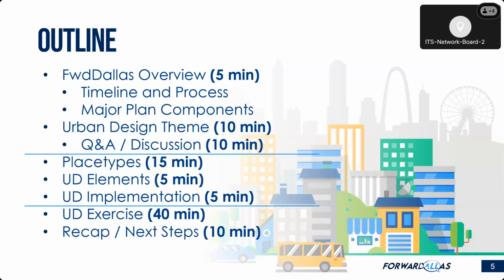We're going to break this up into 3 chunks. The first chunk is an overview of Forward Dallas, talk through the process, the timeline, major components of the plan. Then we're going to delve into the urban design themes in the project and the plan that set the table for what Forward Dallas is looking to achieve through land use. And then we're going to have a quick discussion about what we just presented.